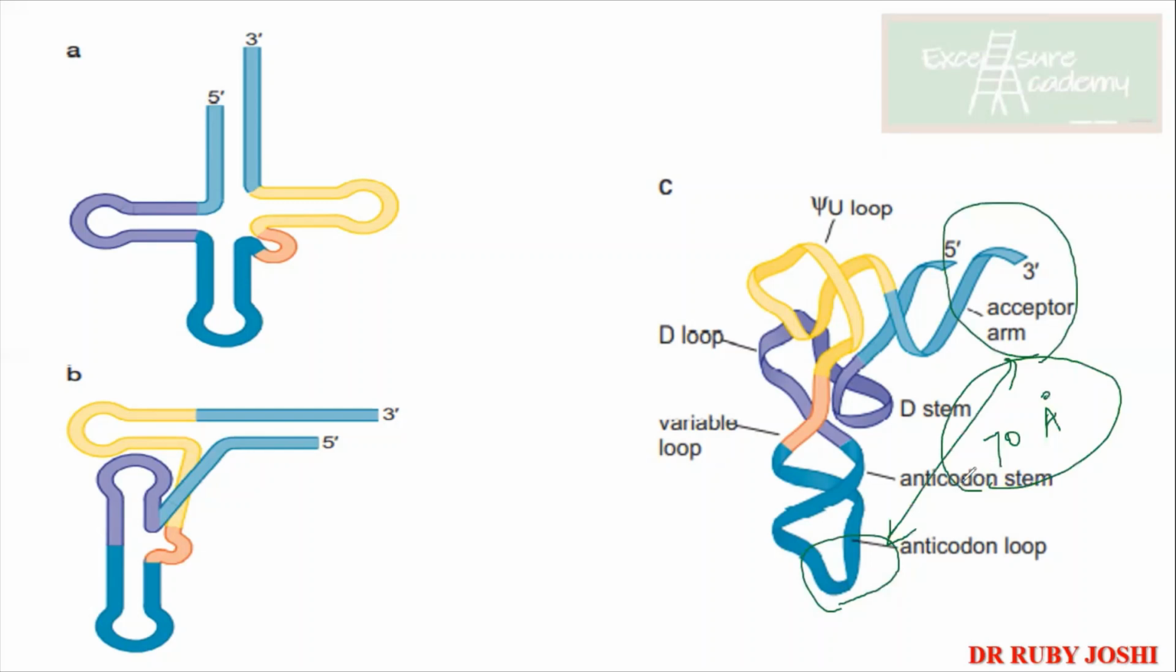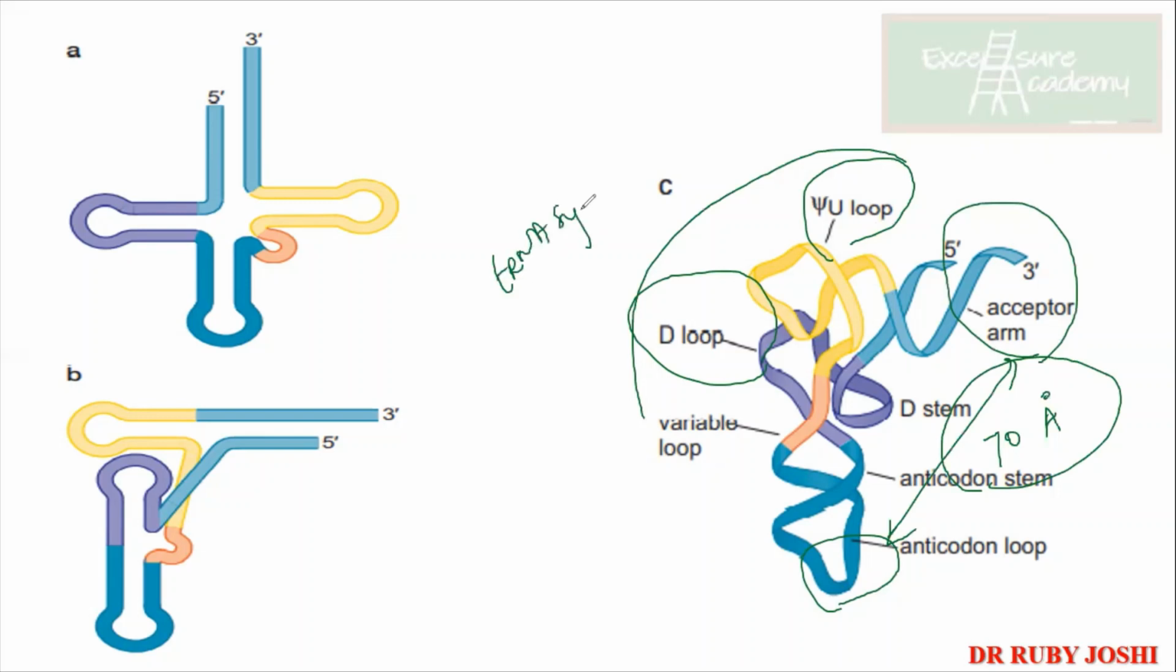Now, you see that your pseudouridine loop and dihydrouridine loop are exposed outside, so these are going to help in selection of your tRNA synthetases. Okay. Now, these tRNA synthetases, with the help of the D loop, pseudouridine loop, and the anticodon, will make sure that this particular tRNA is getting charged with the correct amino acid. Okay, is this much clear? Yes, ma'am. Okay.